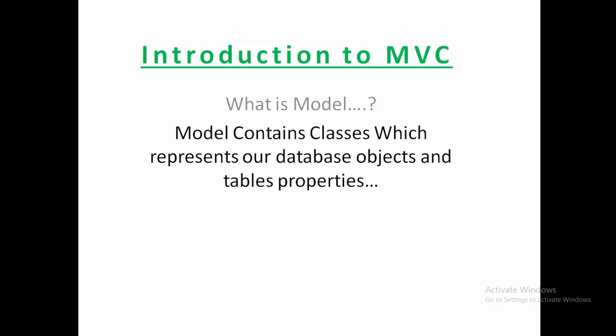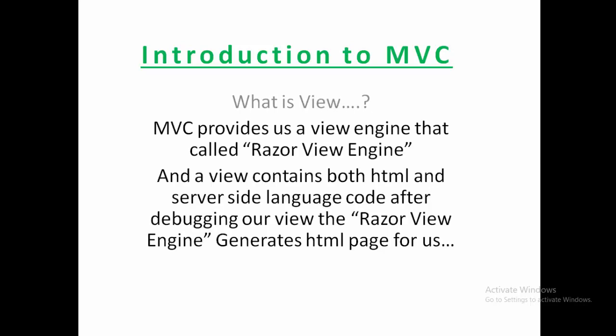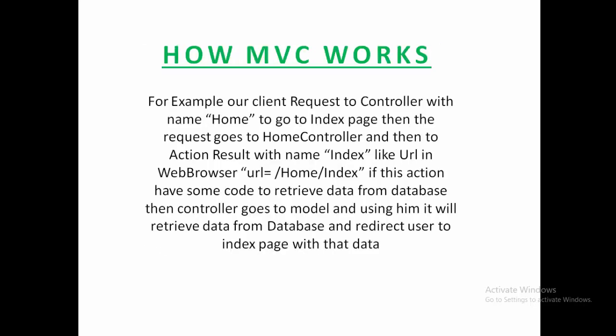And what is model? Model contains classes which represent our database object and table properties. And what is view? MVC provides us a view engine, and a view contains both HTML and server-side language code. After debugging our view, the Razor View engine generates HTML pages for us.